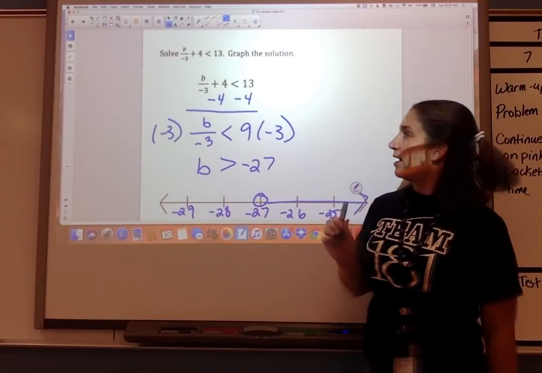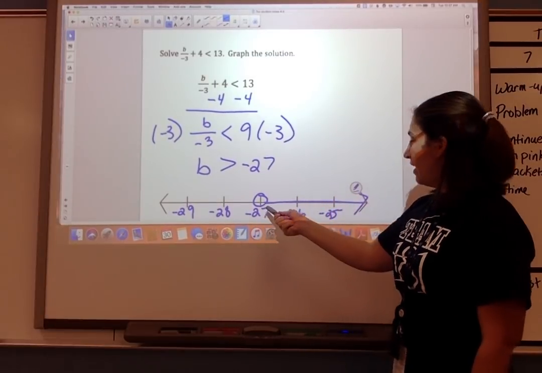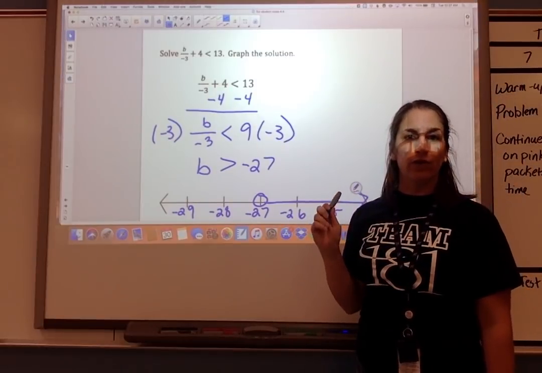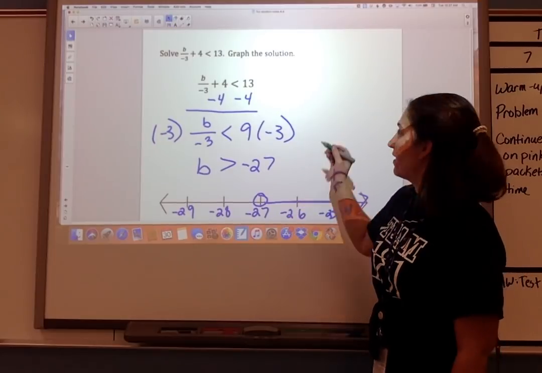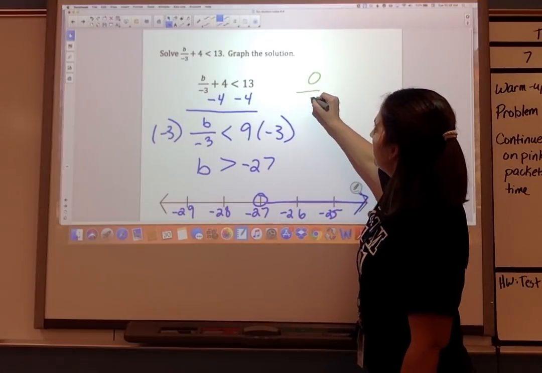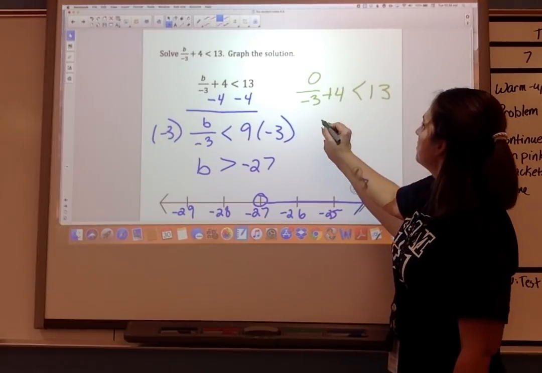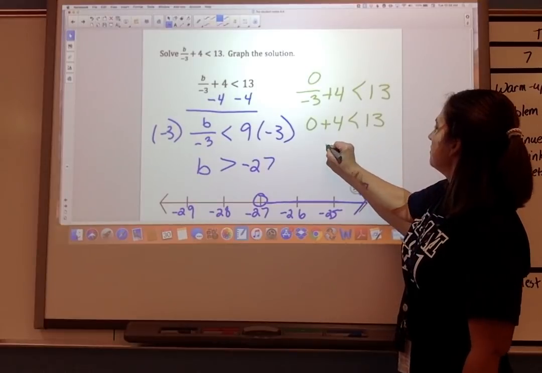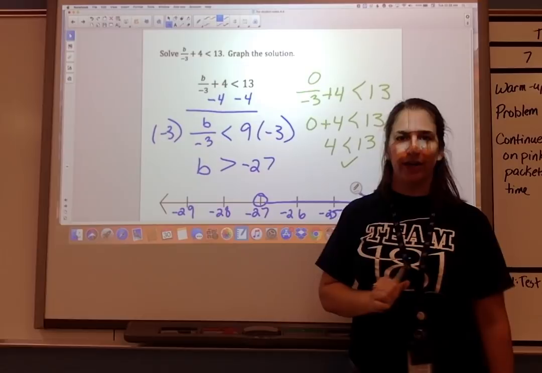So as I check my solution, I can use any number that's shaded, and I'm going to think, well, if I extended this even further, 0 would be part of my solution set. I always like using 0 if I can. 0 divided by negative 3 plus 4 is less than 13. 0 plus 4 is less than 13. 4 is less than 13. So we are good.